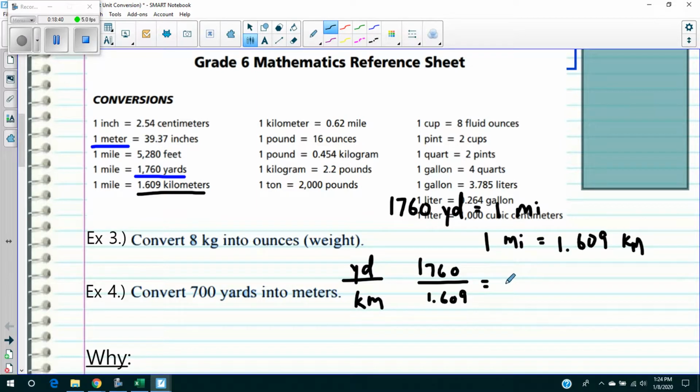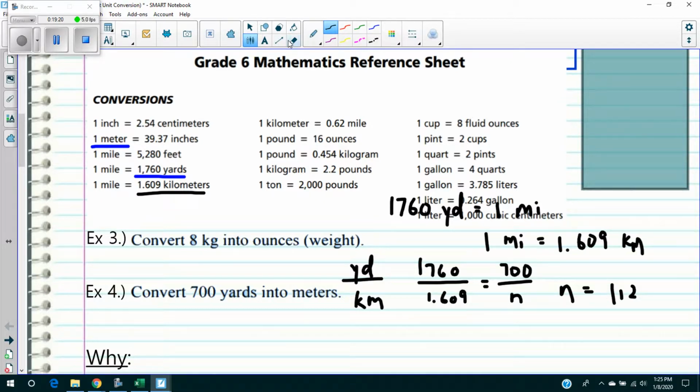So 1 what? 1 yard, because I want to turn this into yards. Actually, we should do 700 yards, because I'm working with 700 yards here. 700 yards gives us how many kilometers? Let's use the calculator to find out. Cross multiply 700 and 1.609, what is that? 1126.3.